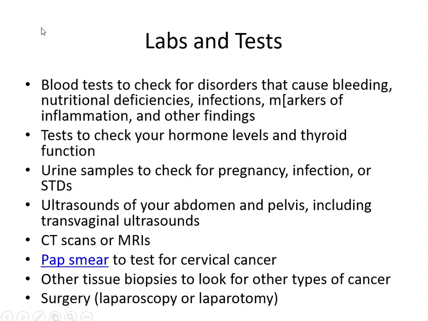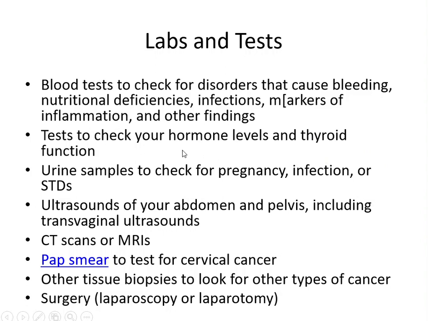Next, certain tests that we need to do for metrorrhagia. There is a blood test, okay? A blood test to check for the disorders that cause bleeding. Nutritional deficiency is there, infection is there, markers of inflammation, and other findings. Okay, this also includes the hormones. So a basic blood test needs to be done.